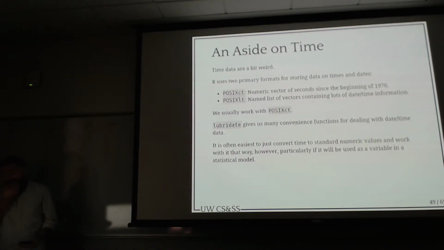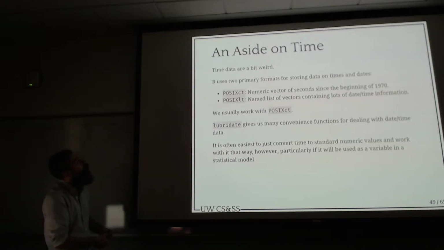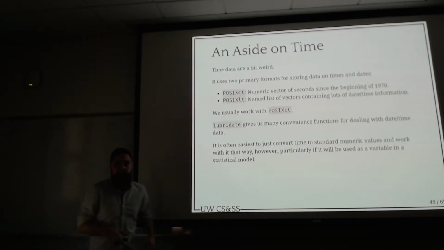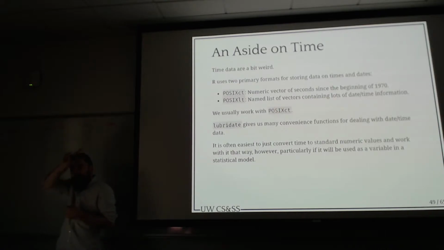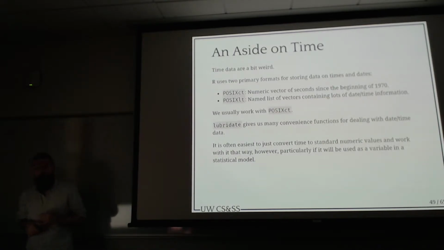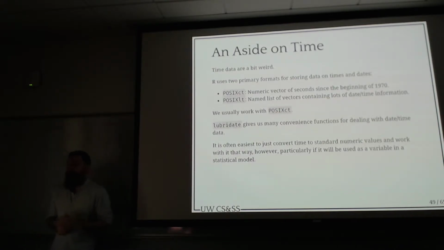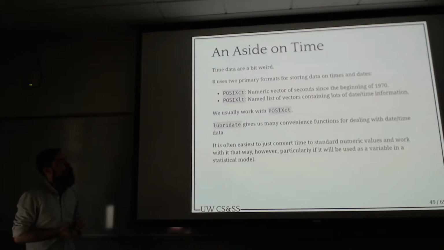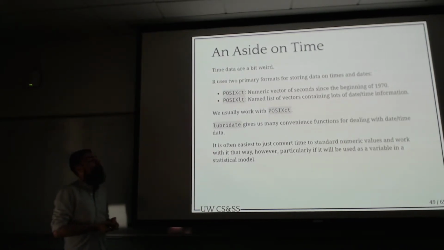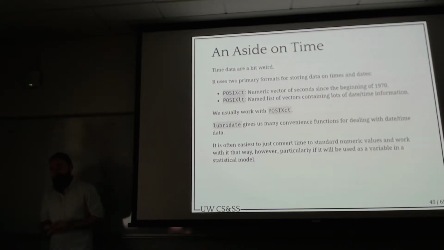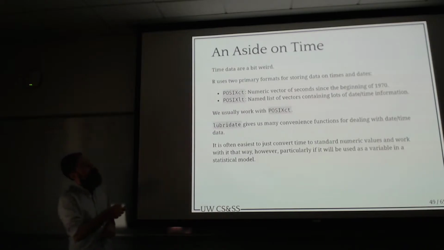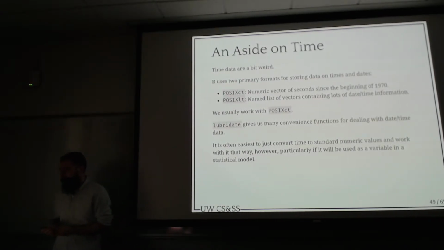Okay, so an aside that I kind of hinted at a minute ago. Time data are really weird. There are 2 primary formats for storing time data in R and also pretty much everywhere: POSIXct and POSIXlt. POSIXct is a numeric vector of seconds since January 1st, 1970. POSIXlt is a big list of vectors that contains lots of weird date-time information. You can store dates as either one, but POSIXct is a little easier to work with.